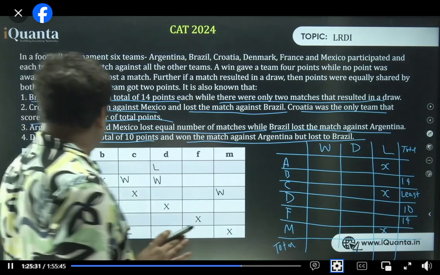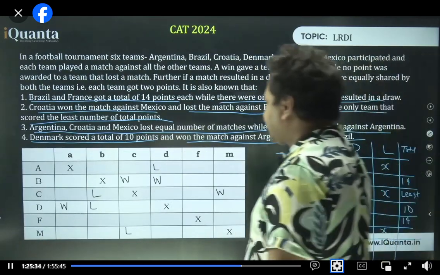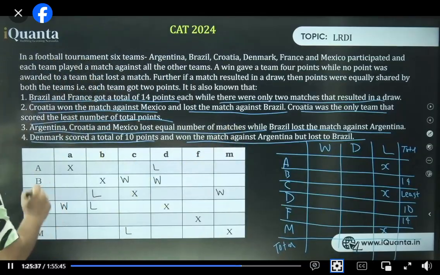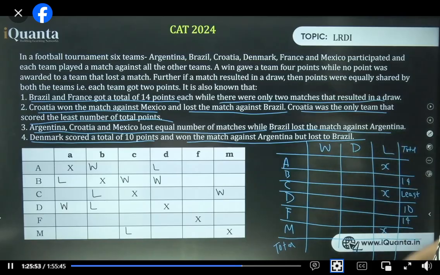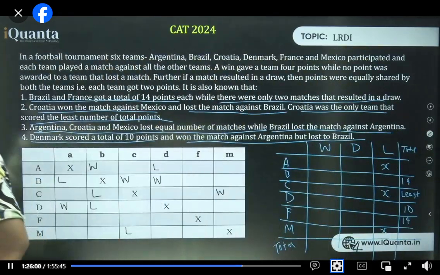Brazil lost to Argentina. I have not written that. Okay, so I missed that part. Let's write that as well. Brazil lost against Argentina. So here it is lost, which means Argentina must have won against Brazil. Cool. Now everything has been accommodated. Nothing is left. Now what? Now we have to use our logical reasoning to find all the other elements in the table. What information do we have? What all things can we do?